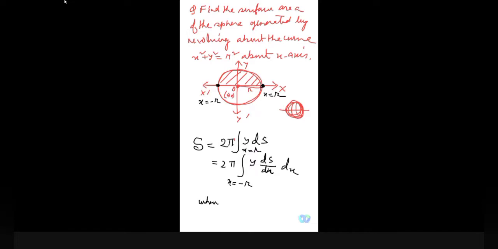You write ds by dx is equal to root over 1 plus (dy by dx) whole square.